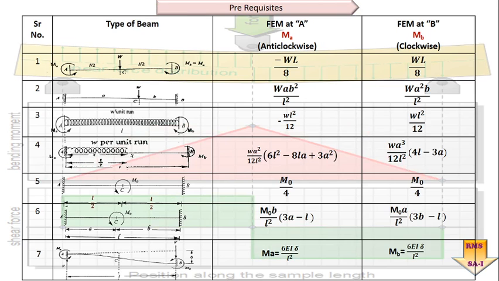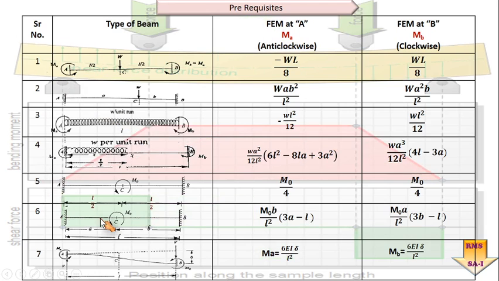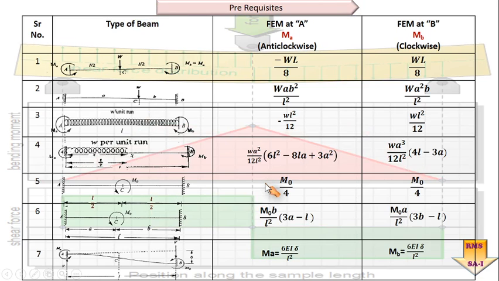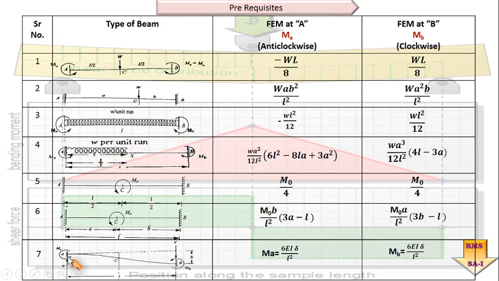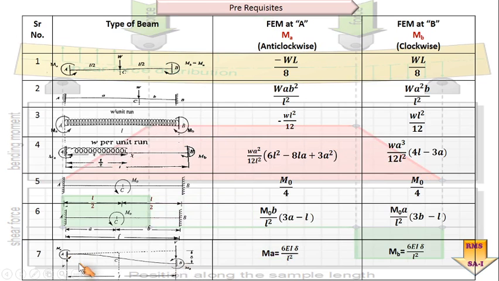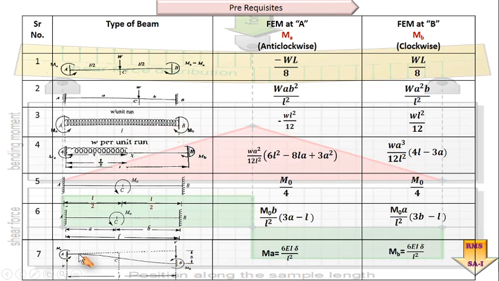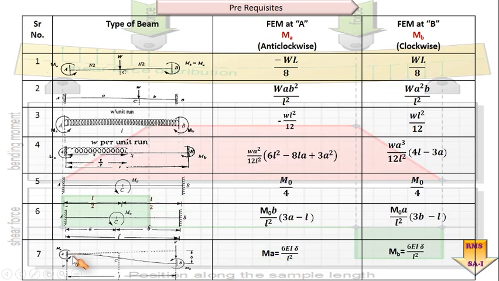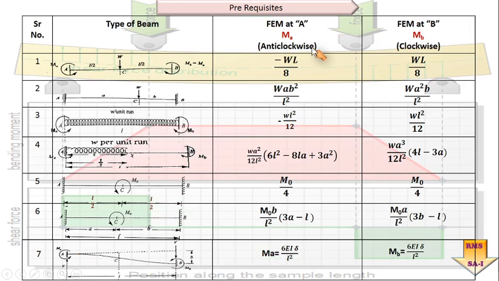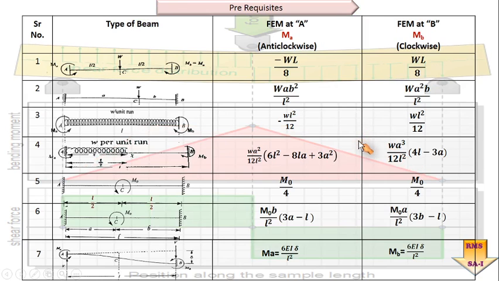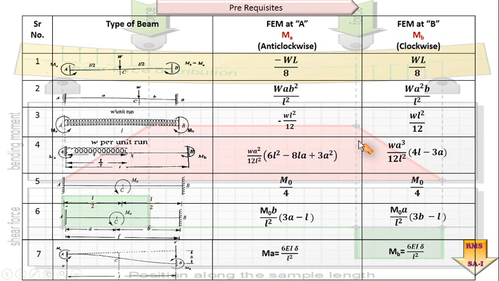As far as these first 6 cases are concerned, all the cases have been understood in the earlier videos. As far as the 7th case is concerned, we have a sinking of the support. Here you can see point B is sinking with the magnitude of delta as compared to A, or this is also called when the supports are placed at different levels. These are the various values of the fixed end moments at points A and B, which we have already solved or rather understood in the earlier lectures.